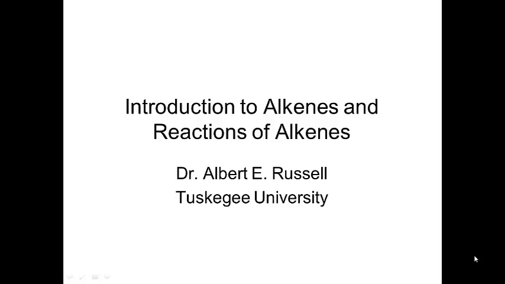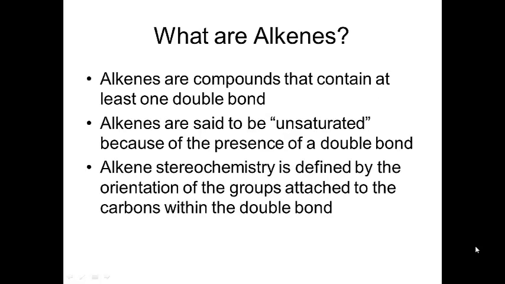So this video will serve as an introduction to alkenes and to the reactions of alkenes. And so what is an alkene? An alkene is a compound that contains at least one double bond. Alkenes are said to be unsaturated, whereas alkanes are said to be saturated.